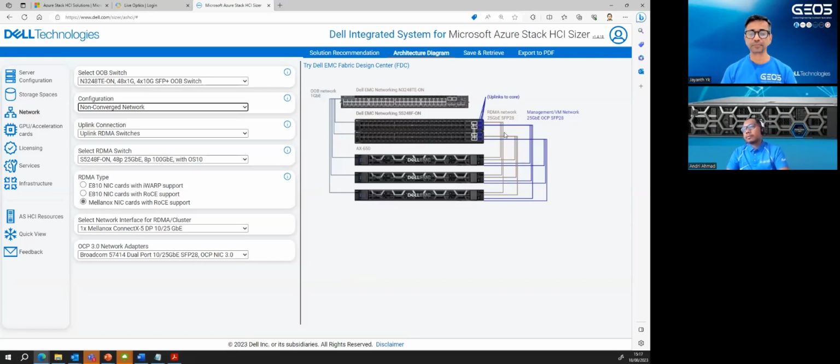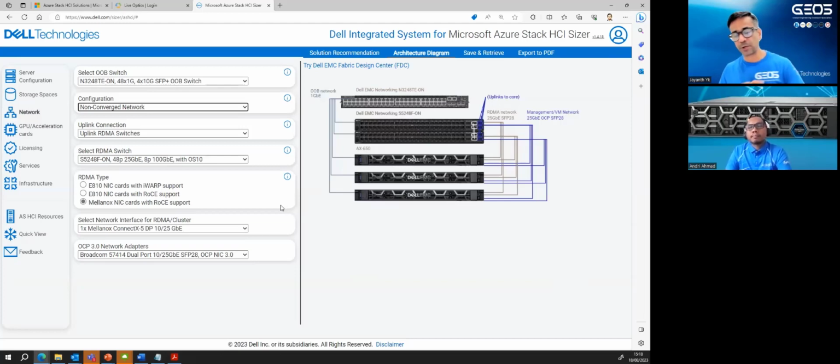So here you have a different physical link for your storage, your RDMA network, and then another link is for your management and VM network. So you have an isolated physical link for those two types of traffic.